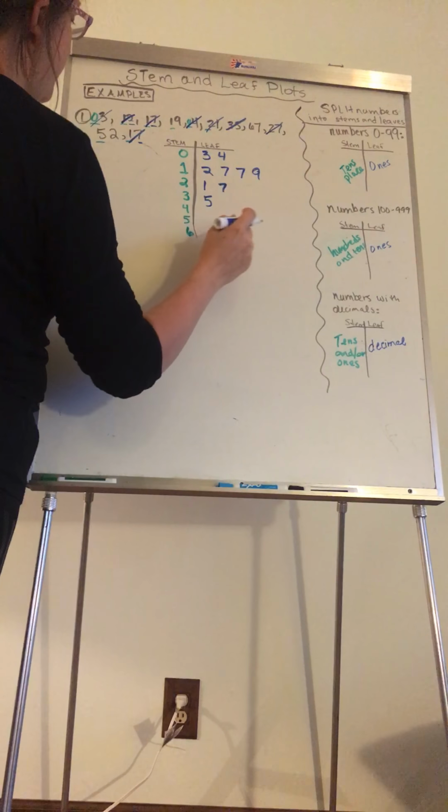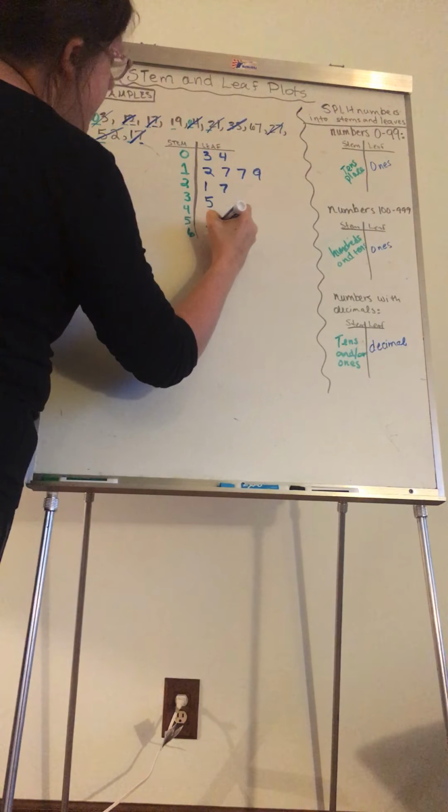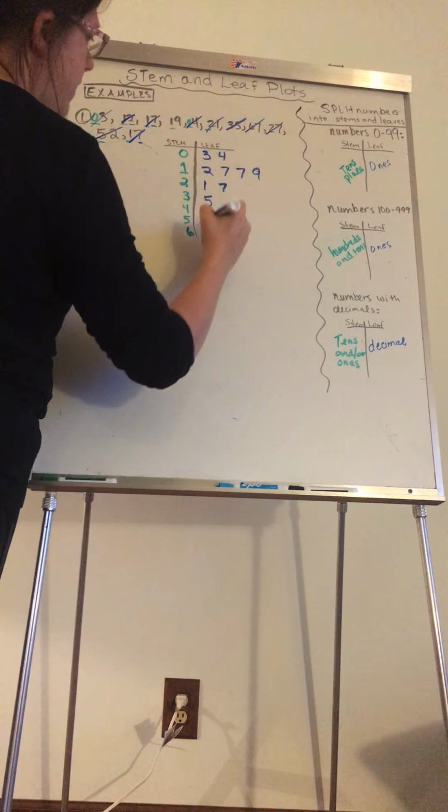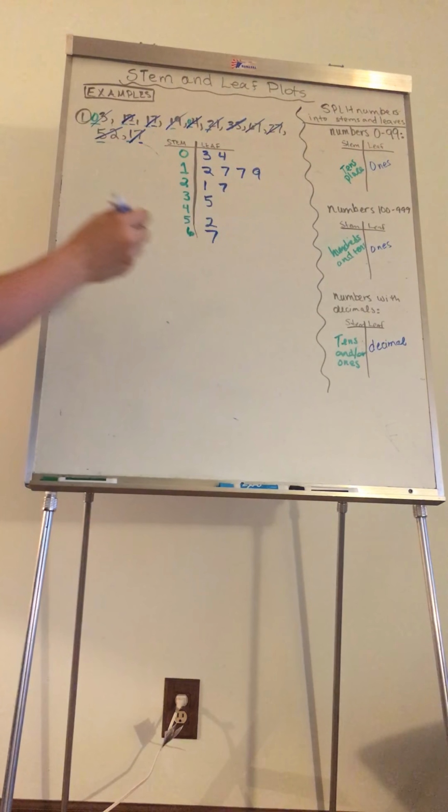40s, there's nothing, so I'm not going to write anything there. 50s, I've got 52, so I'll write a 2 here. In the 60s, I've got 67. Everything has been marked out except for that, because I forgot apparently. And that's what it is.